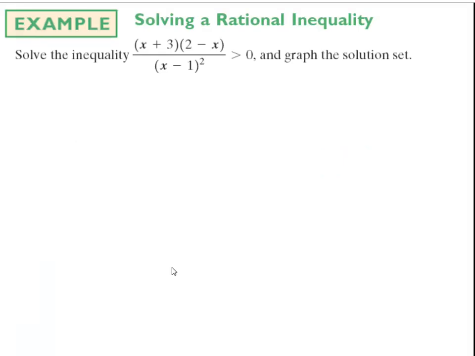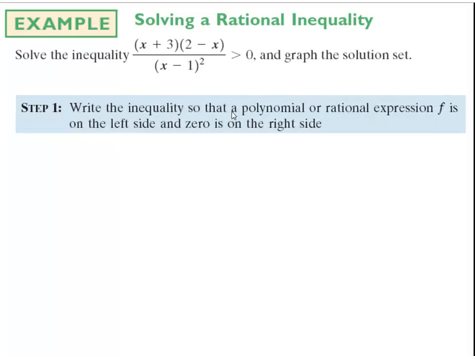So again, I want to point out to you, this is rational because I have a rational function. So I have a fraction, I have x in the denominator. So these are vertical asymptotes like we talked about back in 5.2 and 5.3. So I'm solving this rational function greater than 0. So just like last time, I'm going to get 0 on one side and everything else on the other. And in this case, I already have 0 on one side. So nothing that I really need to do there.